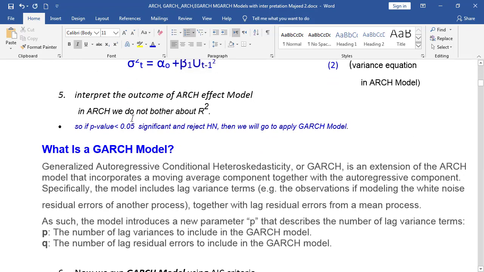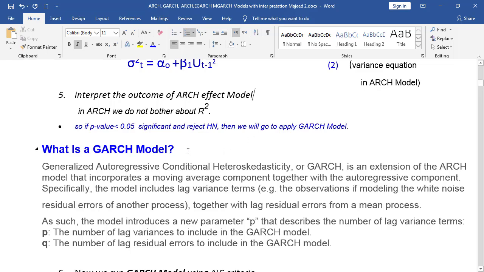In ARCH we don't bother about R square. If the p-value is less than 5%, significant, and we reject the null hypothesis, then we will apply the ARCH model, because the ARCH effect is present in the data or in the model.